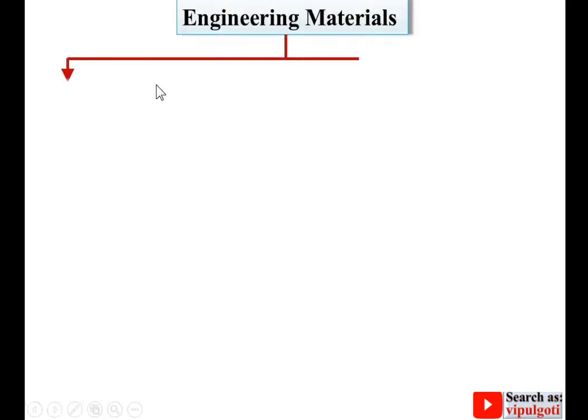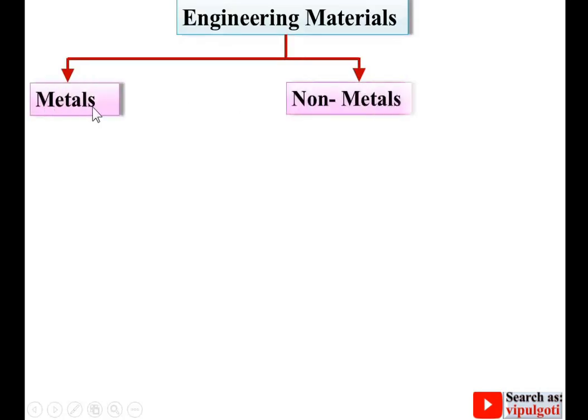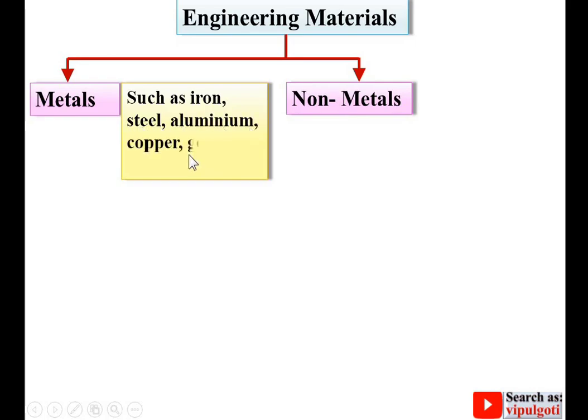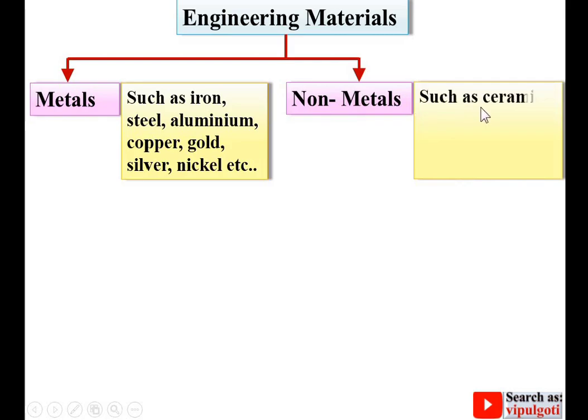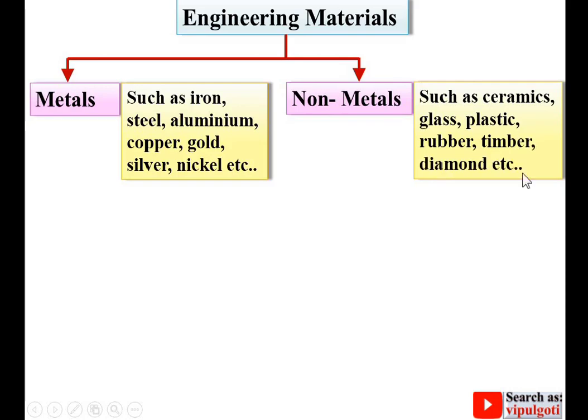Today we are going to discuss the classification of engineering material with the help of the table. Basically, engineering material is classified into two broad categories: first, metals, and second, non-metals. Metals include iron, steel, aluminium, copper, gold, silver, nickel, etc. So these are all called metals. Non-metals include ceramics, glass, plastic, rubber, timber, diamond, etc.